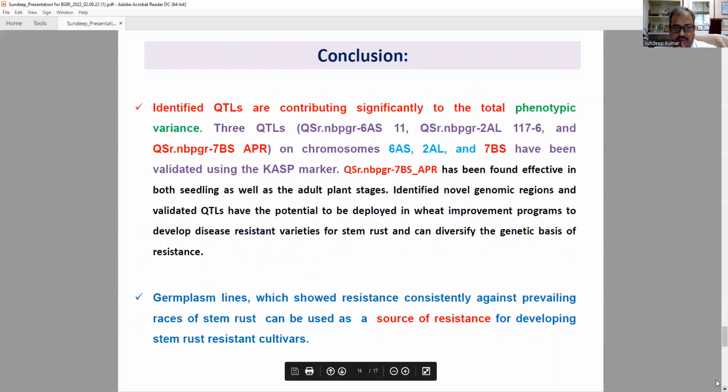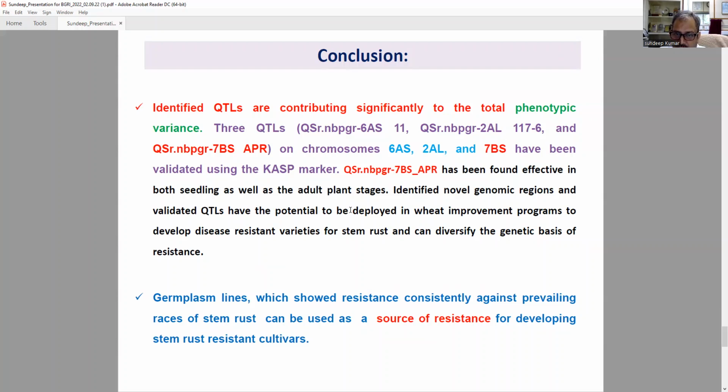So in conclusion, we can say the identified QTLs are contributing significantly to the total phenotypic variance, and the 3 QTLs which we identified on 6AS, 2AL, and 7BS have been validated using CAPS markers, and one of them, which was on 7BS, was effective at the seedling as well as the adult plant stage.